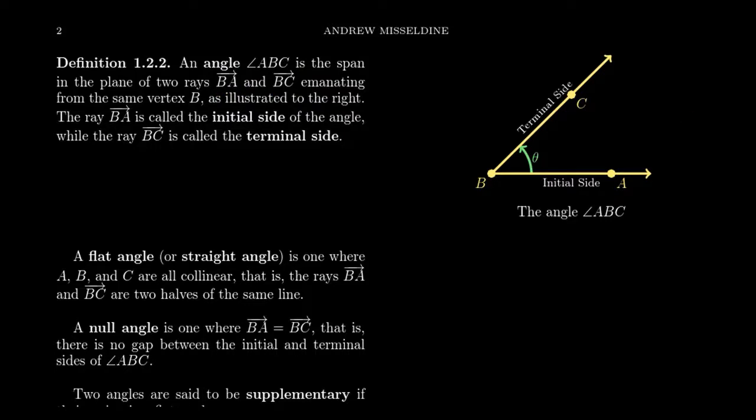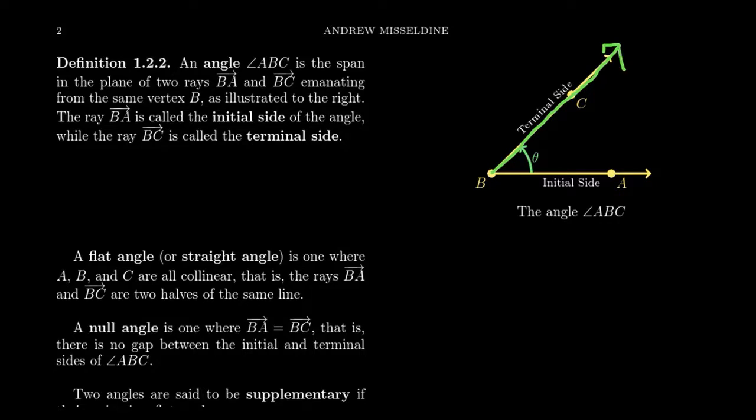So we have the ray BA, which looks like this right here. So it's all the points that emanate from B towards A and beyond A, of course. Then there's also the ray BC, so all the points that emanate from B towards C and beyond.